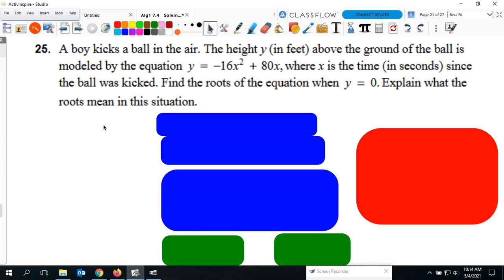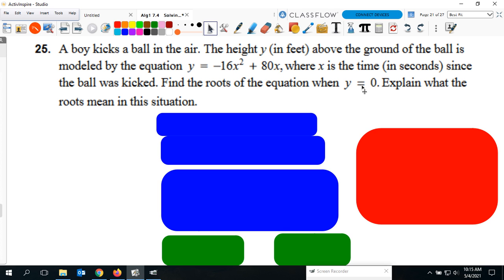So the boy kicks the ball in the air. The height, y, in feet above the ground of the ball is modeled by this equation. Y equals negative 16x squared plus 80x, where x is the time in seconds since the ball was kicked. So find the roots of the equation when y equals 0. Explain what the roots mean in this situation. Remember, the word roots, we learned that is just another way of saying solutions. So what are the answers for x when y equals 0?